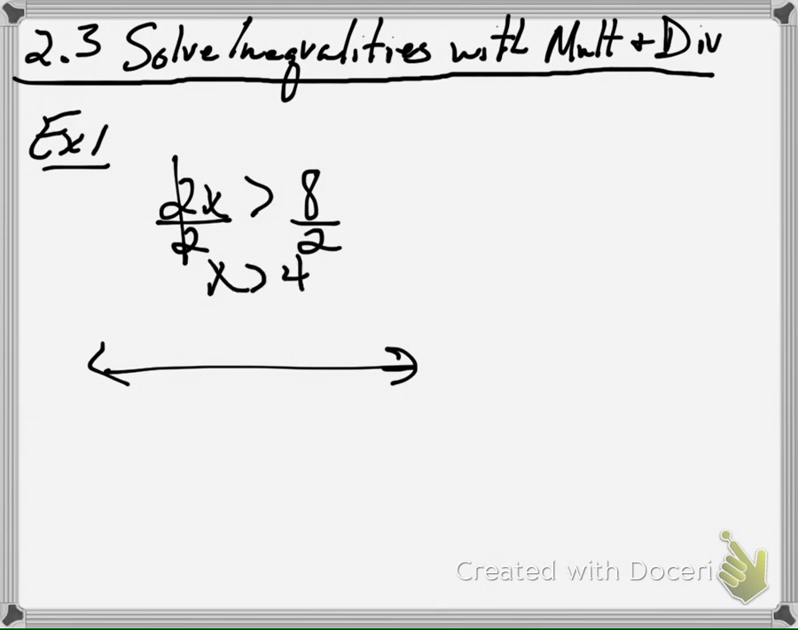And that's it. Now we're on to graphing our solution. I use an open circle because it's not "or equal to." And I want the numbers that are greater than 4, so that means to the right of 4. That's example 1.